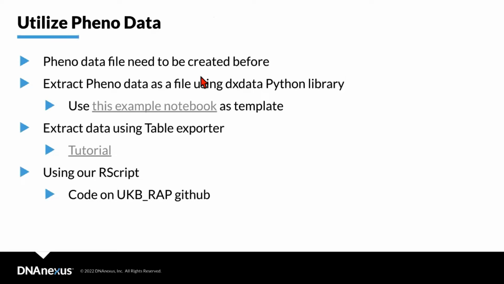So the phenotypic data file needs to be created beforehand, and we actually have 3 different ways you can do that. You can use the dx-data library in Python, and you can use this example notebook as a template. You can use table exporter, or you can use our R script, which will be published later today on our UKB_RAP GitHub. I will go briefly through these 2 ways of extracting phenotypic data. But the important thing to remember is that you need to extract this phenotypic file before you start your work.